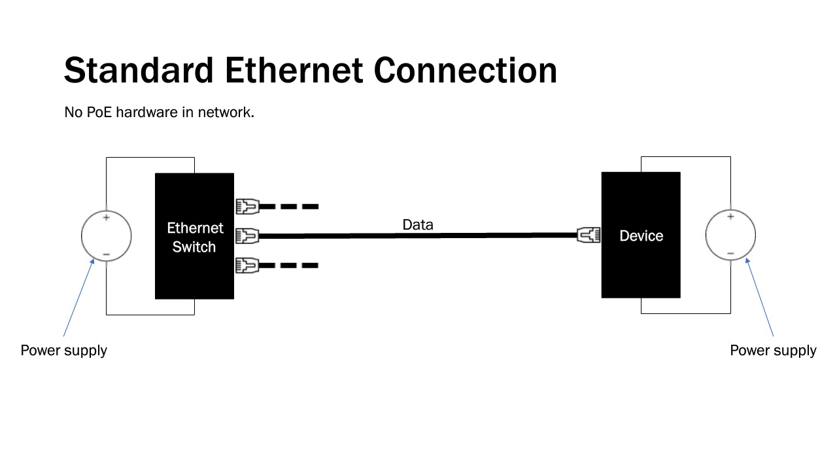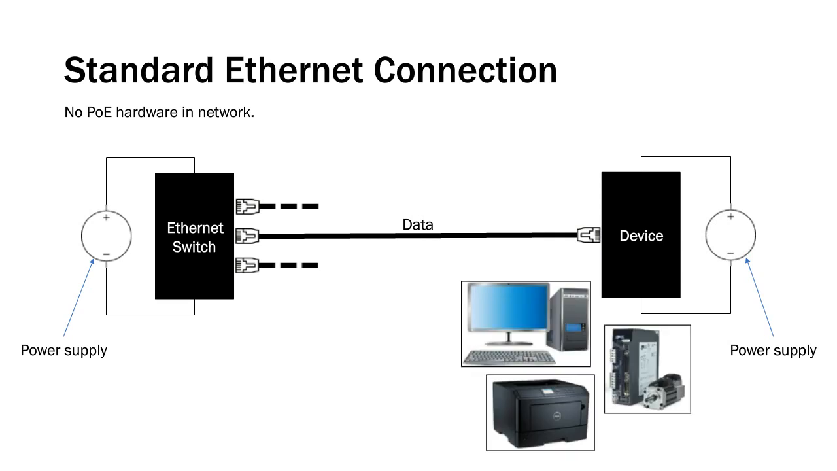Now, this diagram pretty much illustrates every wired connection on the planet today. It includes your computer that's hardwired into a switch. It includes a printer. It even includes servo drives that are connected to an Ethernet network. So this is what we're all used to dealing with every day.